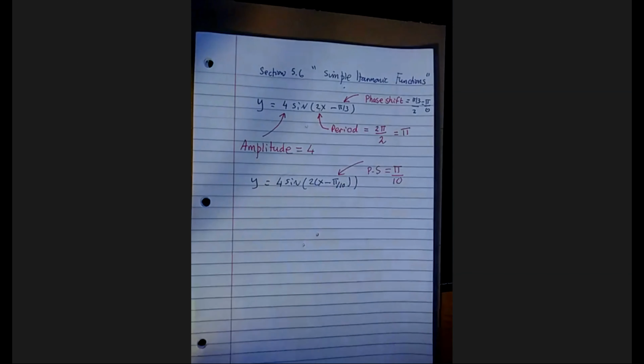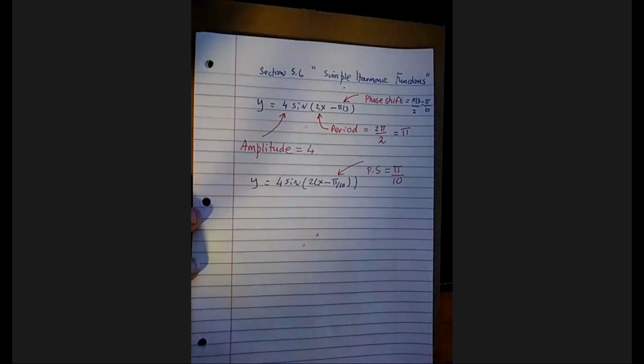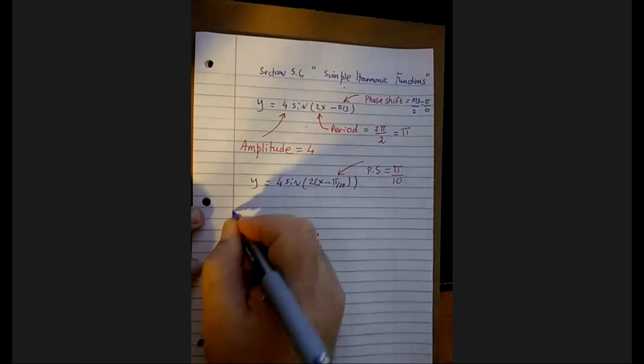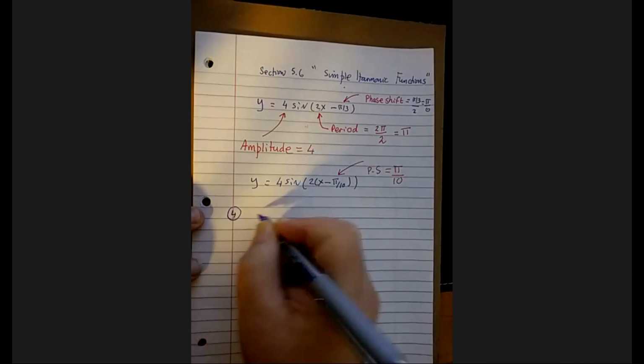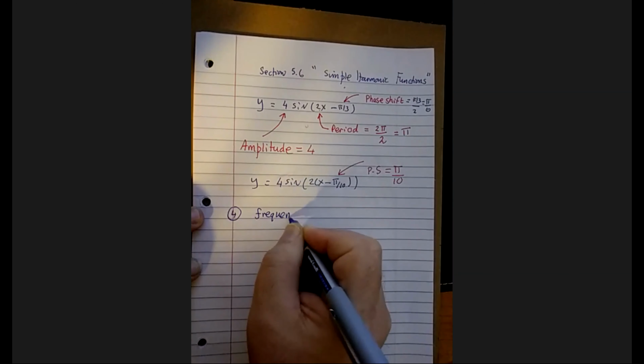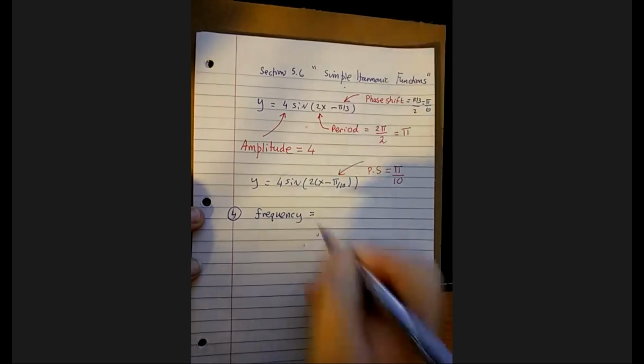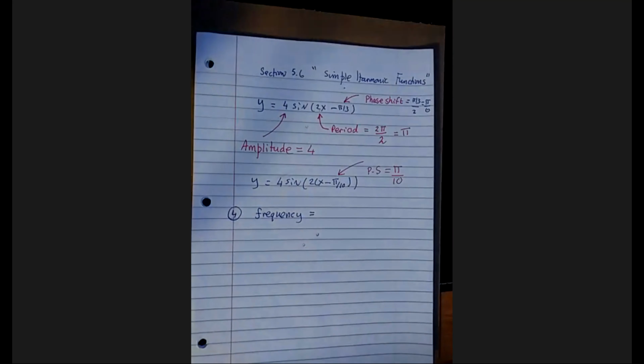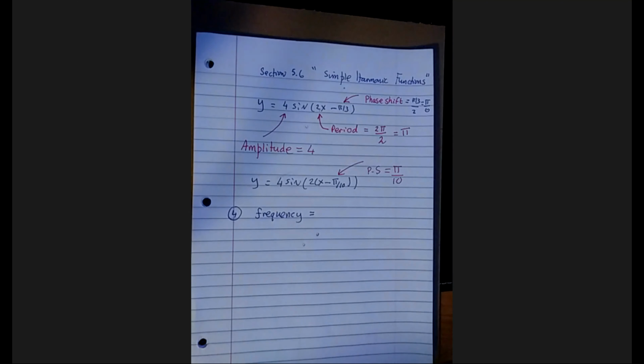Now, I did say that there was a 4th thing. So let's introduce that idea. It's called the frequency. It gets its name because a lot of simple harmonic functions, a lot of sine and cosine functions like this, are used in science where you're talking about waves. It could be sound waves, it could be light waves, it could be the waves in an ocean. I mean, any kind of wave.